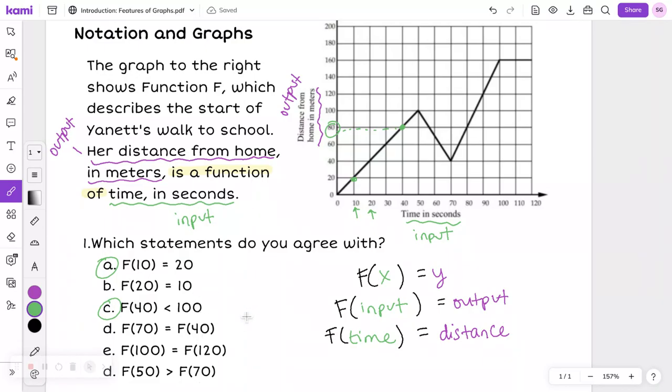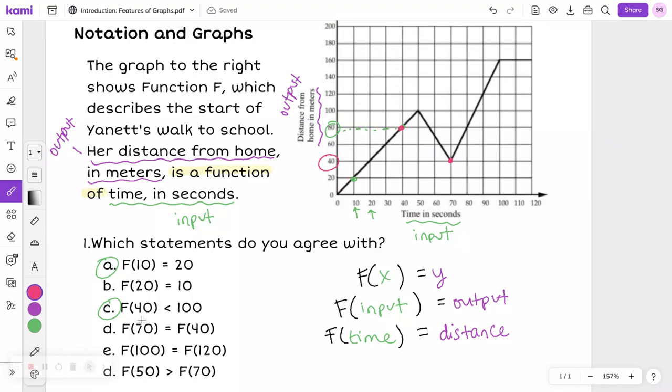These last 3 statements here have the function notation on both sides of our equations and inequalities. So for these last 3, when I read this, I'm reading it as her distance at 70 seconds is equal to her distance at 40 seconds. This is not saying her distance equals 40 meters. It's just saying these times have the same distance. So when I look at our graph, let me use a different color for these. At 70 seconds, her distance is right here. It's 40 meters. And at 40 seconds, her distance, that's that point we were looking at earlier, is 80 meters.